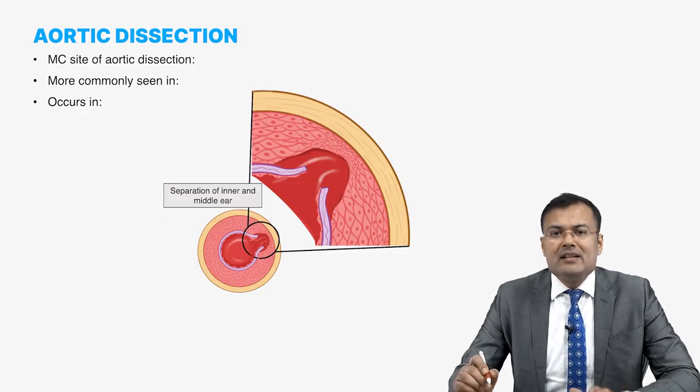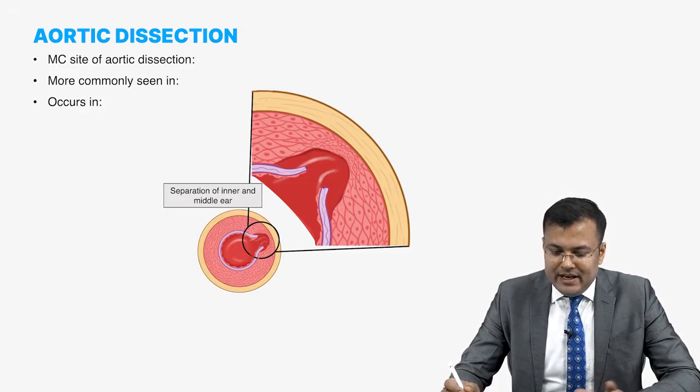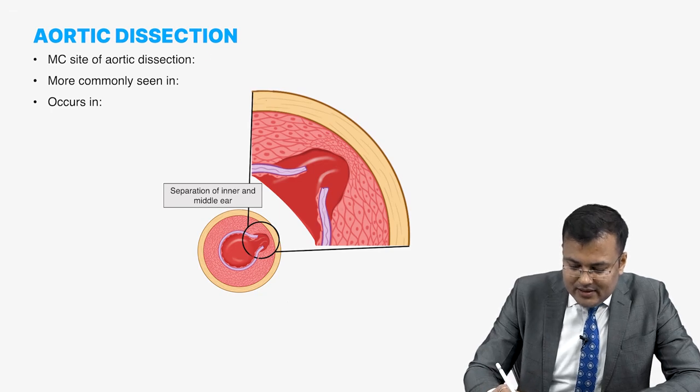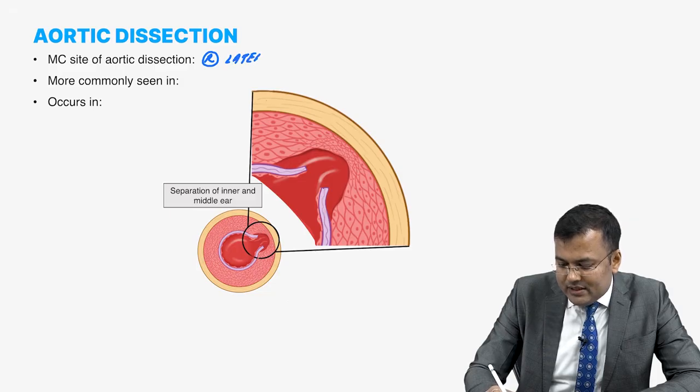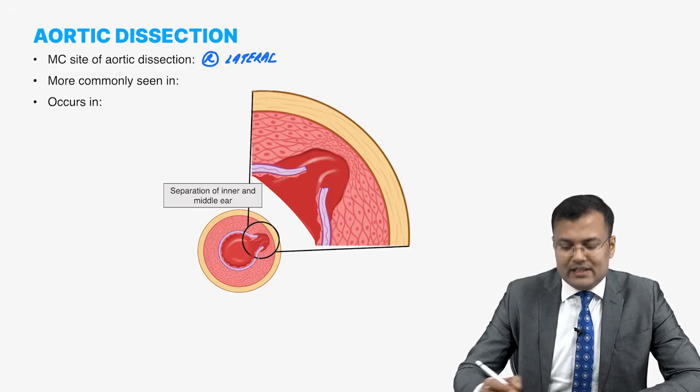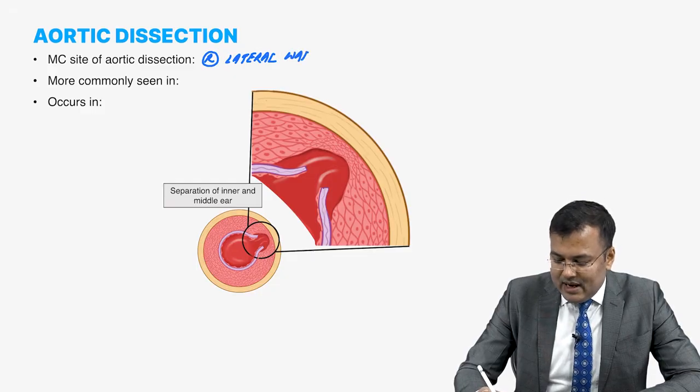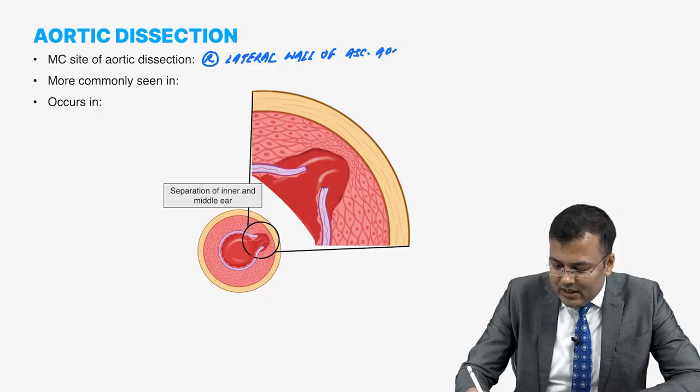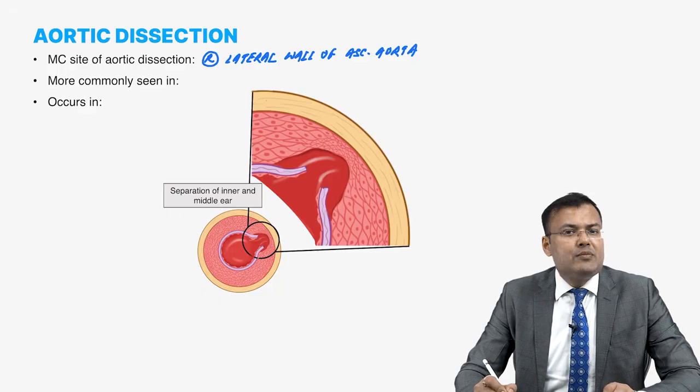The most common site is the right lateral wall of the ascending aorta. This is the most common site, that is the right lateral wall. So it is the right lateral wall of the ascending aorta. And you know, aortic dissection is more common in males.